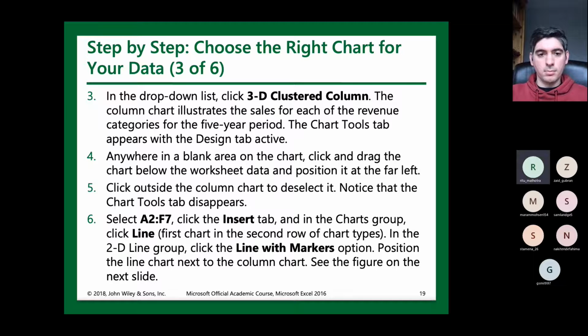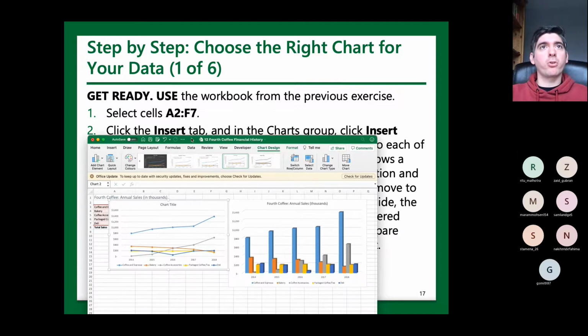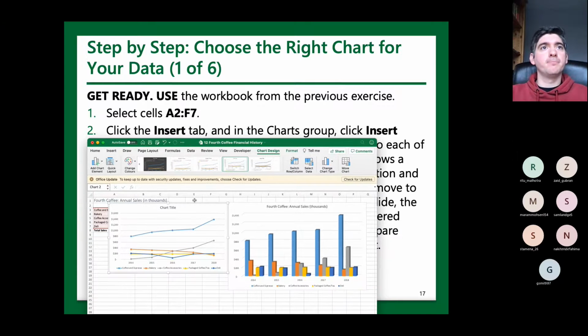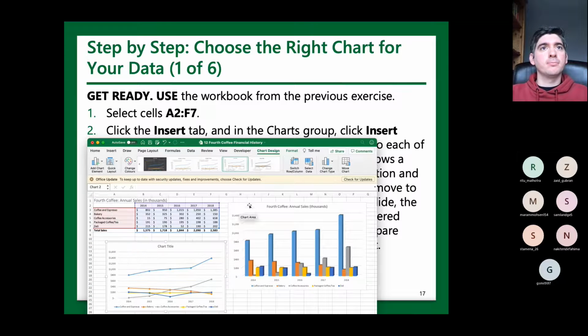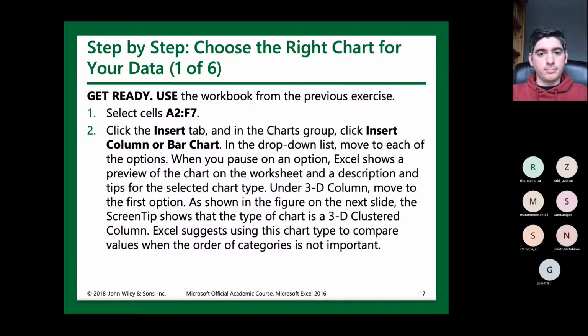Sorry, Ian. So we are drawing the pie chart or what, or column chart? Yeah, the column chart. Okay, thank you. So it's the column chart for this Fourth Coffee financial history file.